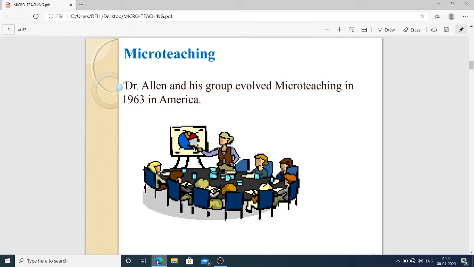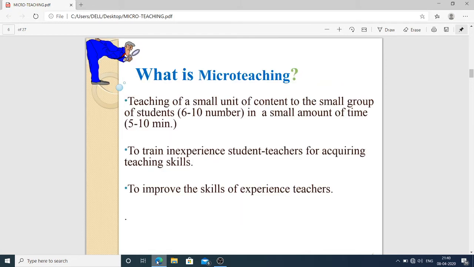Okay, then come to the point, that is micro teaching. Micro teaching was invented or discovered in America in the year 1969. Dr. Allen and his group evolved micro teaching. What is actually the meaning of micro teaching?